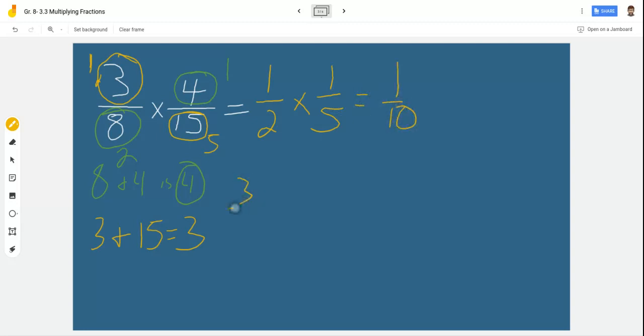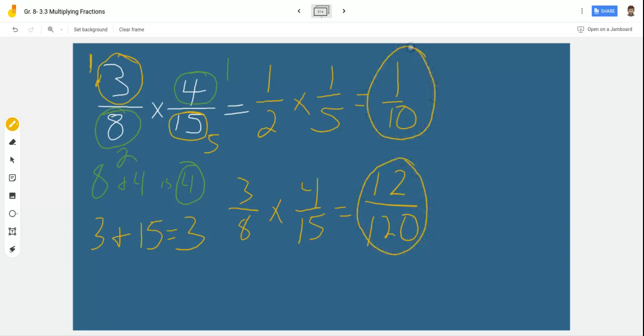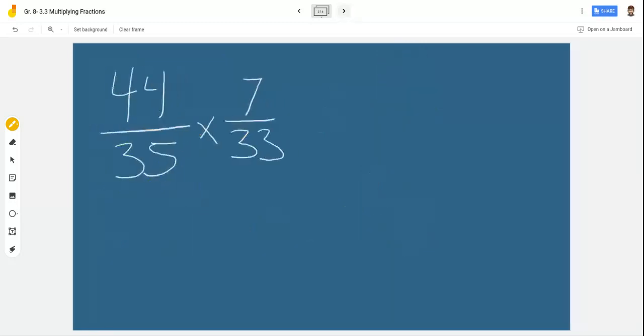If I didn't reduce before multiplying, I would have 12, because that's 3 multiplied by 4. And on the bottom, I would have 8 multiplied by 15, which is equal to 120. Now I could still reduce after this. This just takes a little bit longer. This is much faster.